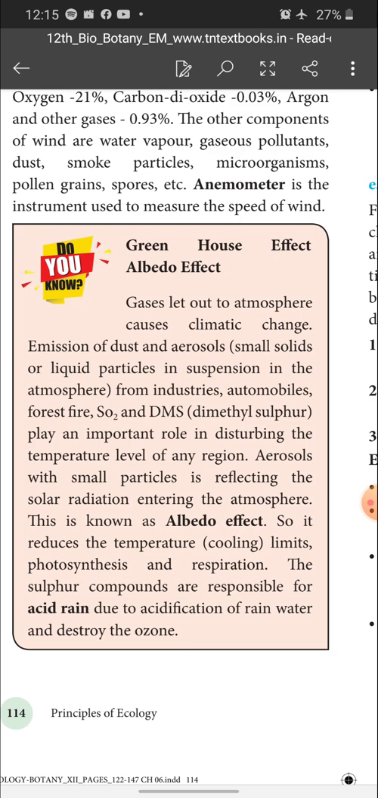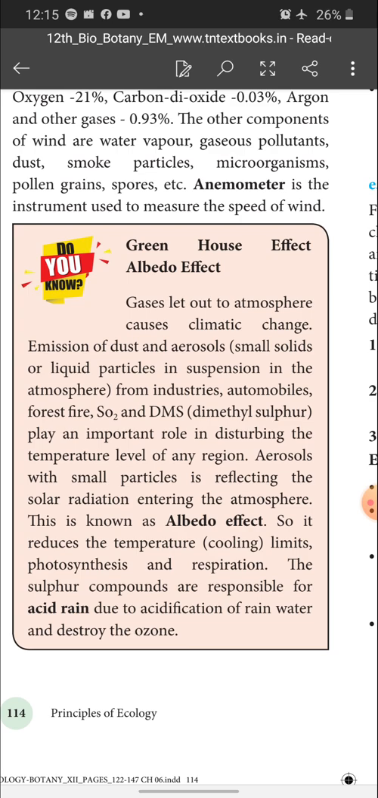Aerosols with small particles reflect the solar radiation entering the atmosphere, and this process is called albedo effect. So it reduces the temperature limit, photosynthesis and respiration. And the sulfur compounds are responsible for acid rain due to acidification of rainwater, and destroy the ozone. So here you will have one 2 mark question: What is albedo effect, and mention its causes in the environment.